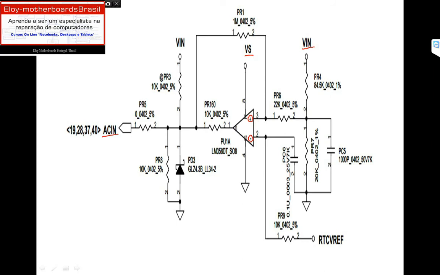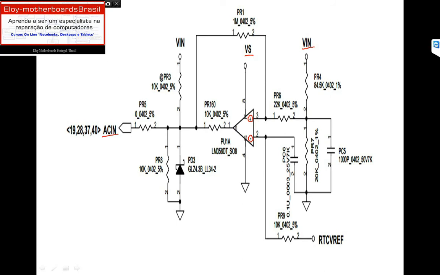This is a comparator. What does this component do? Very simple, it will compare values. The pin number 3, the plus pin, means not inverted pin.